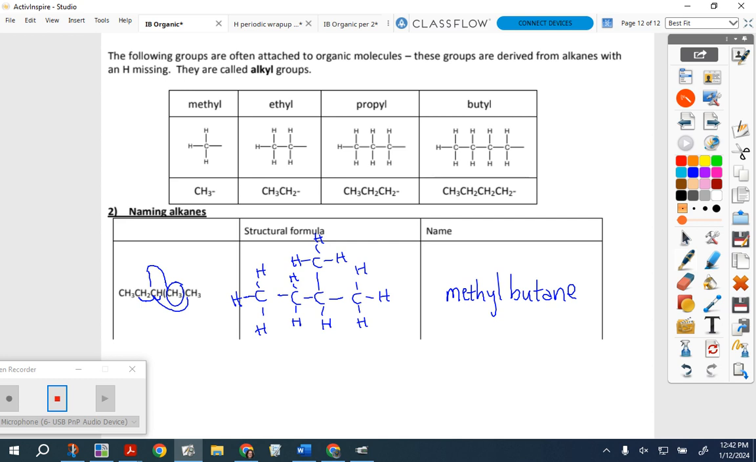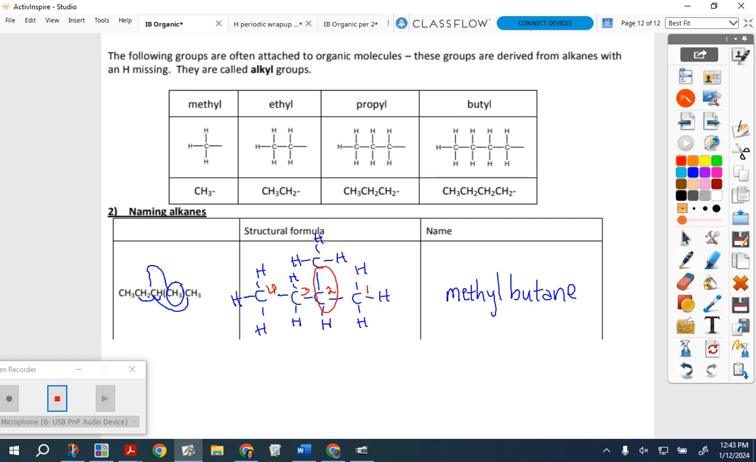Now, where do I start numbering them? You want to number them so that the branch is on the lowest number. So I could start here and go, this is carbon 1, 2, 3, and 4, and so my branch would come off of 3. But I'm not going to do that because a lower number would be better if I start 1 over here. 1, 2, 3, 4. That means my branch is coming off of carbon 2.